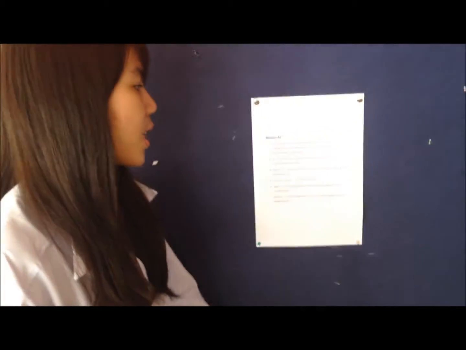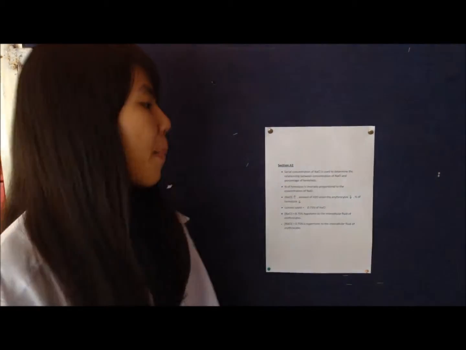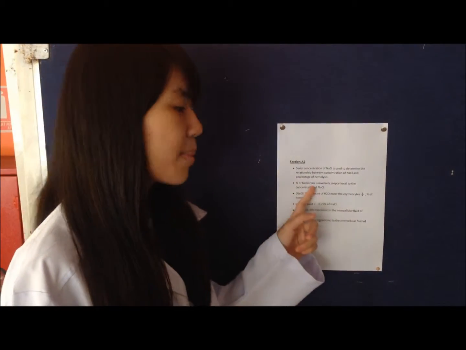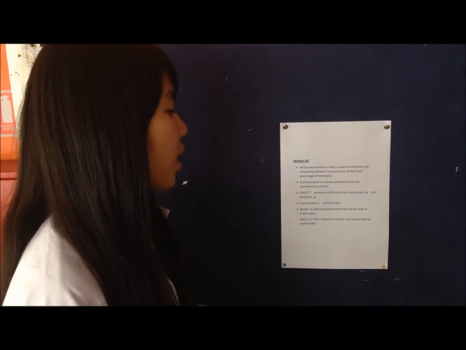In section A2, the serum concentration of sodium chloride is used to determine the relationship between the concentration of sodium chloride and the percentage of hemolysis. Based on the theory, the percentage of hemolysis is inversely proportional to the concentration of sodium chloride. When the concentration of sodium chloride increases, the amount of water entering the cell decreases, thus lowering the percentage of hemolysis. Our isotonic point is 0.75% sodium chloride, which is slightly different from the theoretical value of 0.9%.